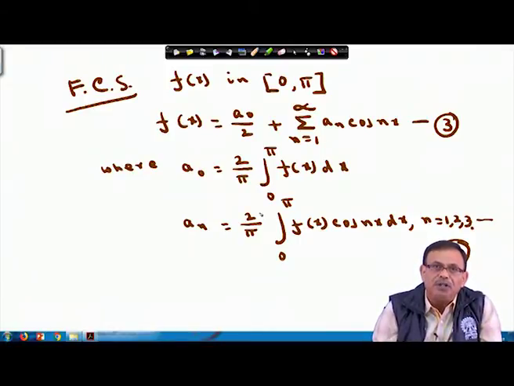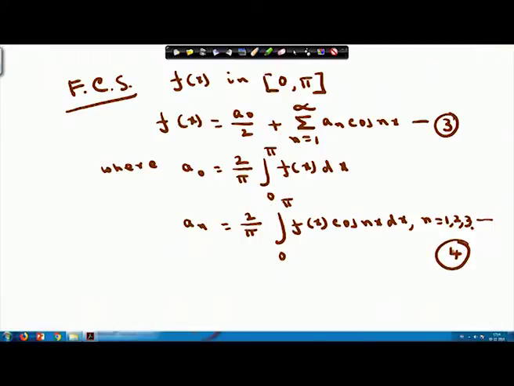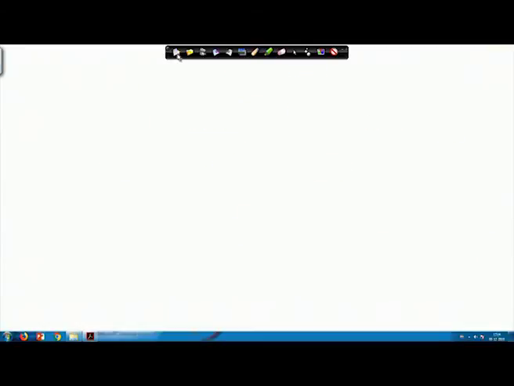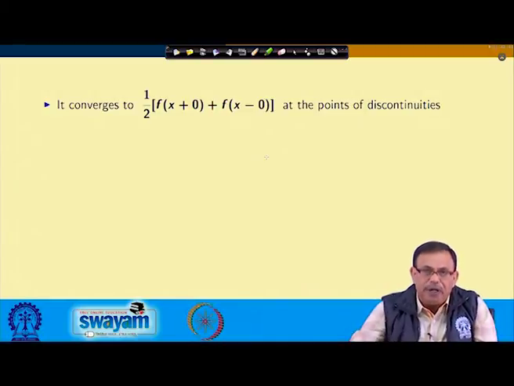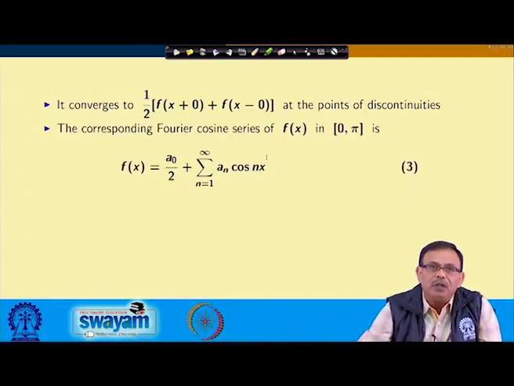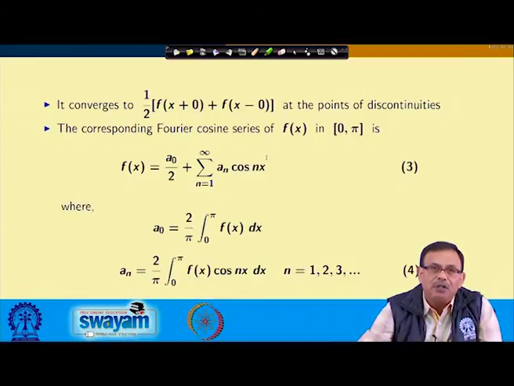So, the Fourier cosine transform is defined by equation 3, where a naught and a n, the coefficients, are defined by equation 4. So, by this way, the corresponding Fourier cosine form is this, where a naught is this and a n is this.